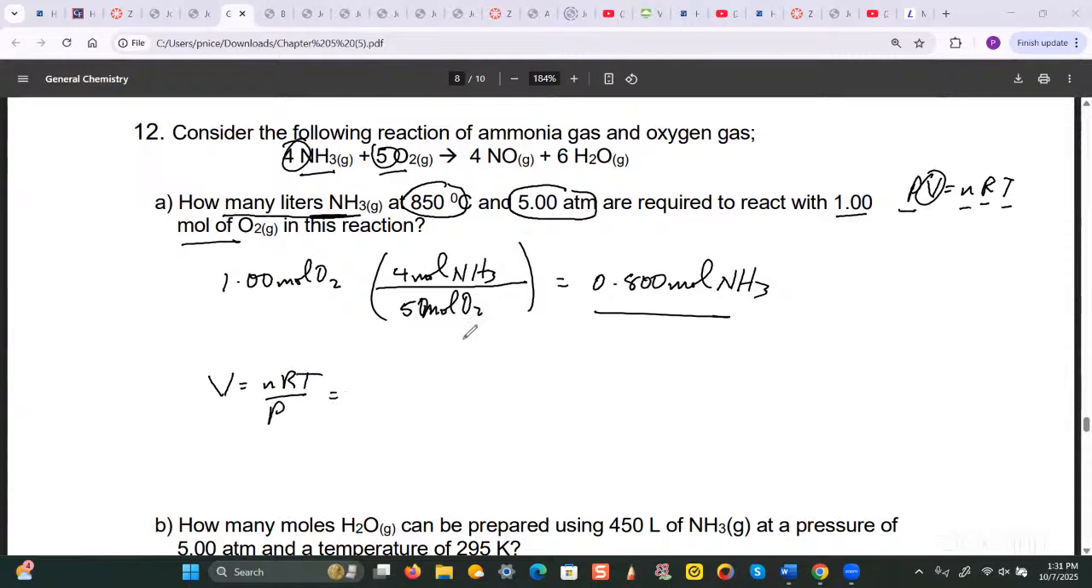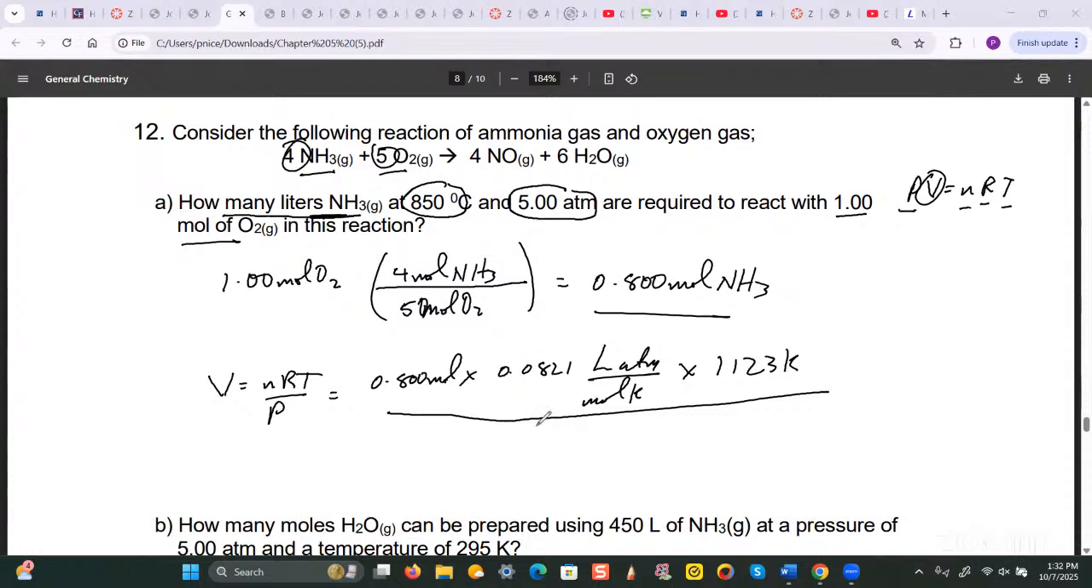n is equal to what we just calculated here, which is 0.800 moles, times R, which is 0.0821 liters atmospheres over mole Kelvin, times T. What is T? 850 plus 273. So according to my calculation, that would be 1123 Kelvin. And then we divide all of that by P, which is 5.00 atmospheres.